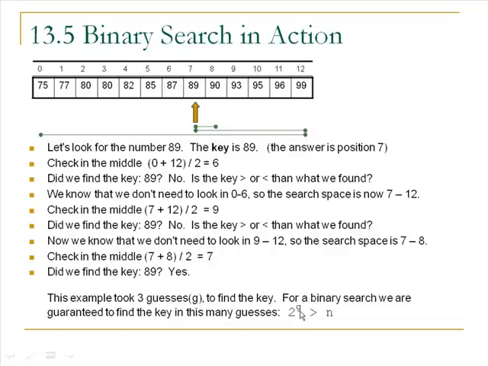2 to the power of 4 is 16. 16 is greater than 13. N is 13. We have 13 elements there. We would be guaranteed to find what we were looking for in 4 guesses or fewer using a binary search. Remember the linear search algorithm that we looked at before. In a linear search, we would start at the beginning and look for, oh, there we found it. It would have taken 8 comparisons to find the value 89. When using a binary search, it took us only 3.